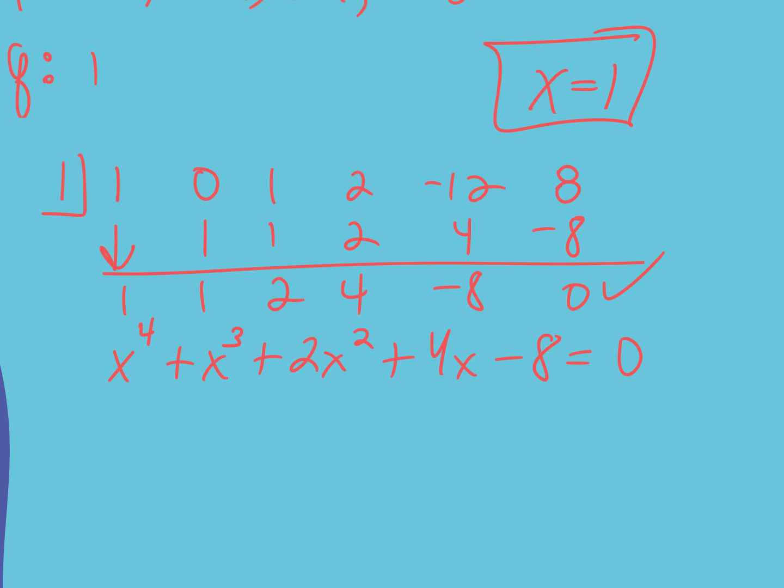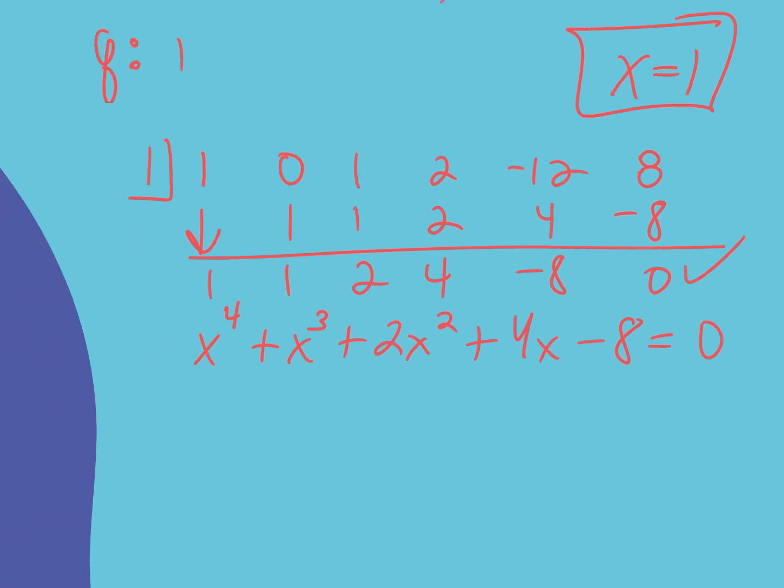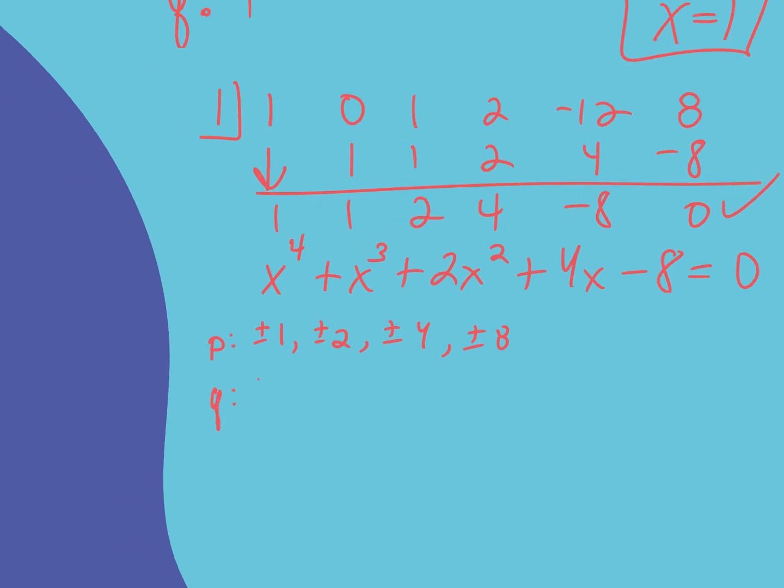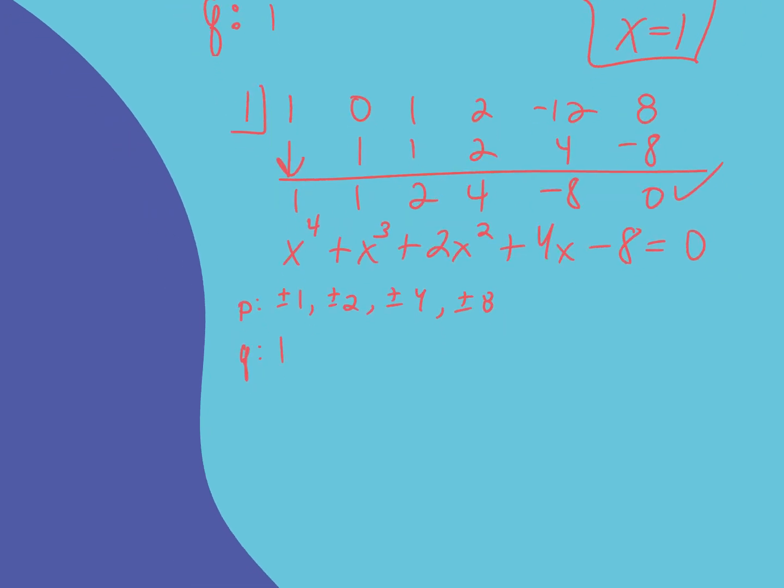Synthetic division. We're going to do P over Q again. When you have X to the 5th, you're probably going to have to do synthetic division twice. So again, your P term, your last one: plus minus 1, plus minus 2, plus minus 4, and plus minus 8. Your Q is just 1. Now, guys, you'll see why it's good to know how to do this in your calculator. I'm going to start with 1 and see if 1 works.